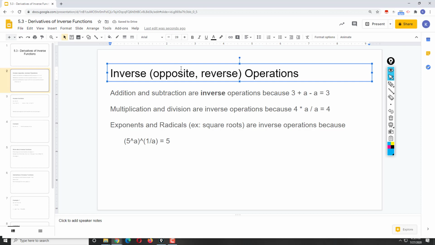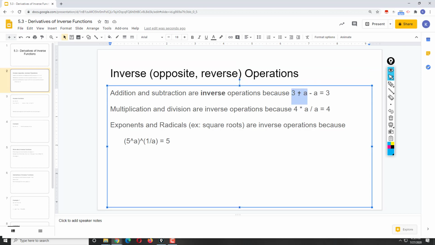For example, let's say 3 plus 5 and then minus 5 gets us back to 3. So 3 plus any number minus the same number must be 3. If we do addition and then we subtract the same number, we get what we started with. So addition and subtraction are inverse operations. Similarly, multiplication and division are inverse because if we take a number times 3 and then divide by 3, we get the same number.